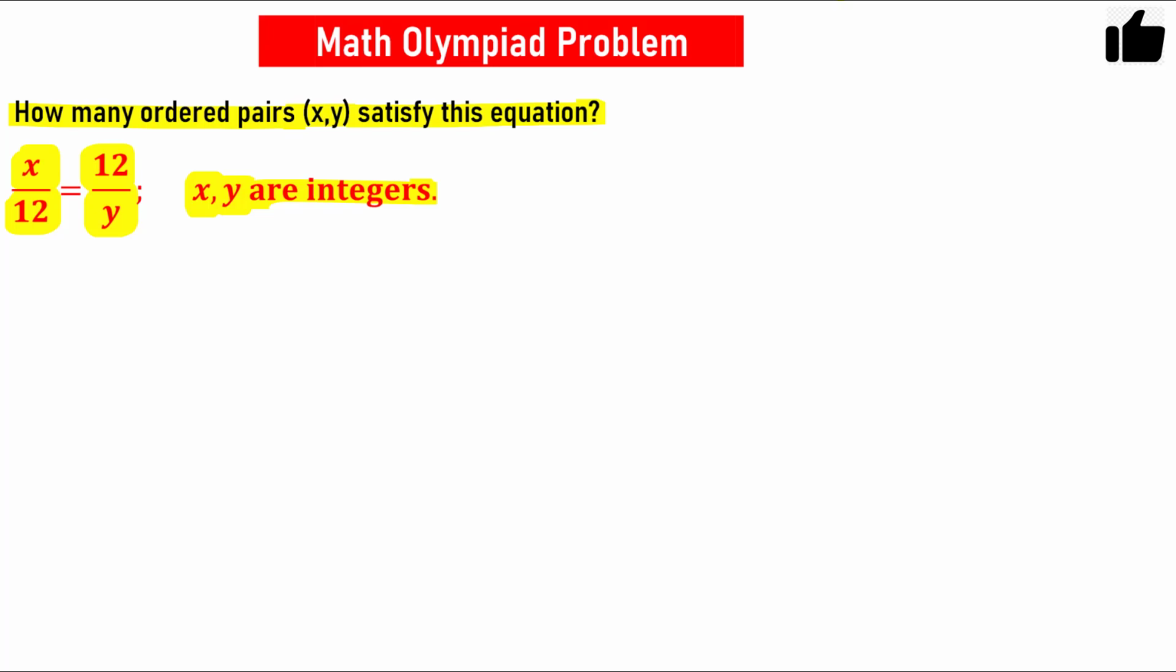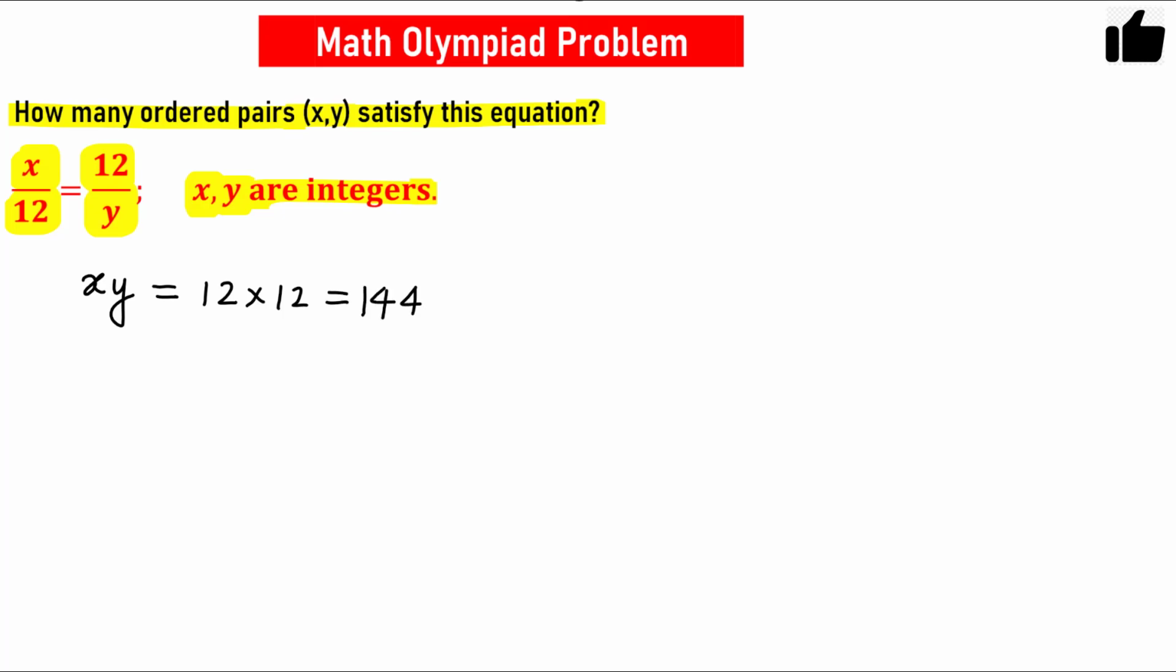So how will you solve this problem? This kind of problem is generally solved by considering the various prime factors. So let us try to solve using that method. What we can do is first cross multiply. If you cross multiply, you will have xy equals 12 into 12, and 12 into 12 is nothing but 144.